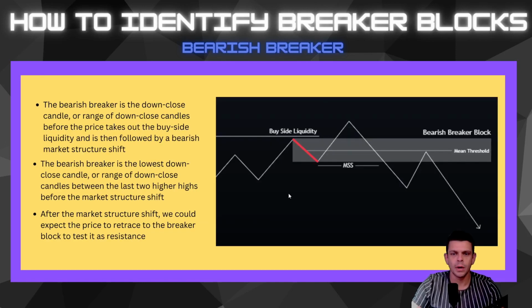So a bearish breaker is the series of down close candles or down close candle before price action takes out the buy side liquidity above an old high or relative equal highs and is then followed by a bearish market structure shift. So we can then expect price action to retrace back into the bearish breaker block to frame our short idea. Another way to look at it is the bearish breaker block is the series of down close candles or down close candle in between the very last two higher lows that we have right here, followed by the bearish market structure shift.